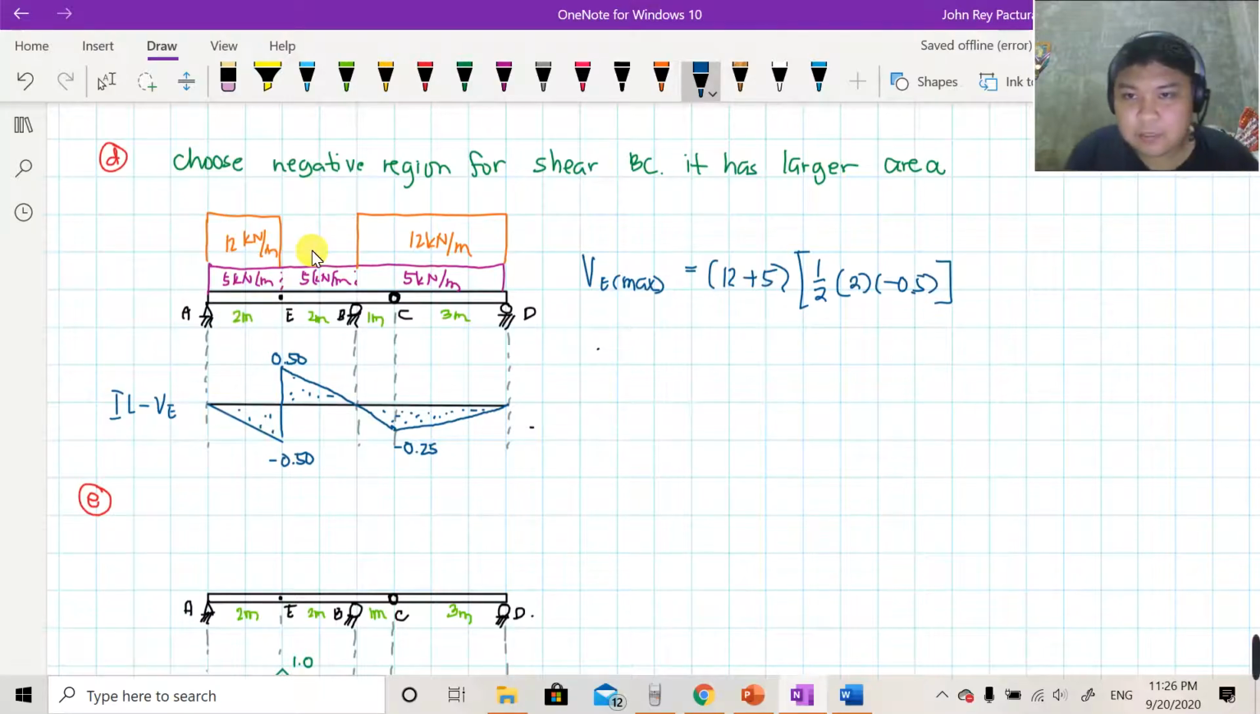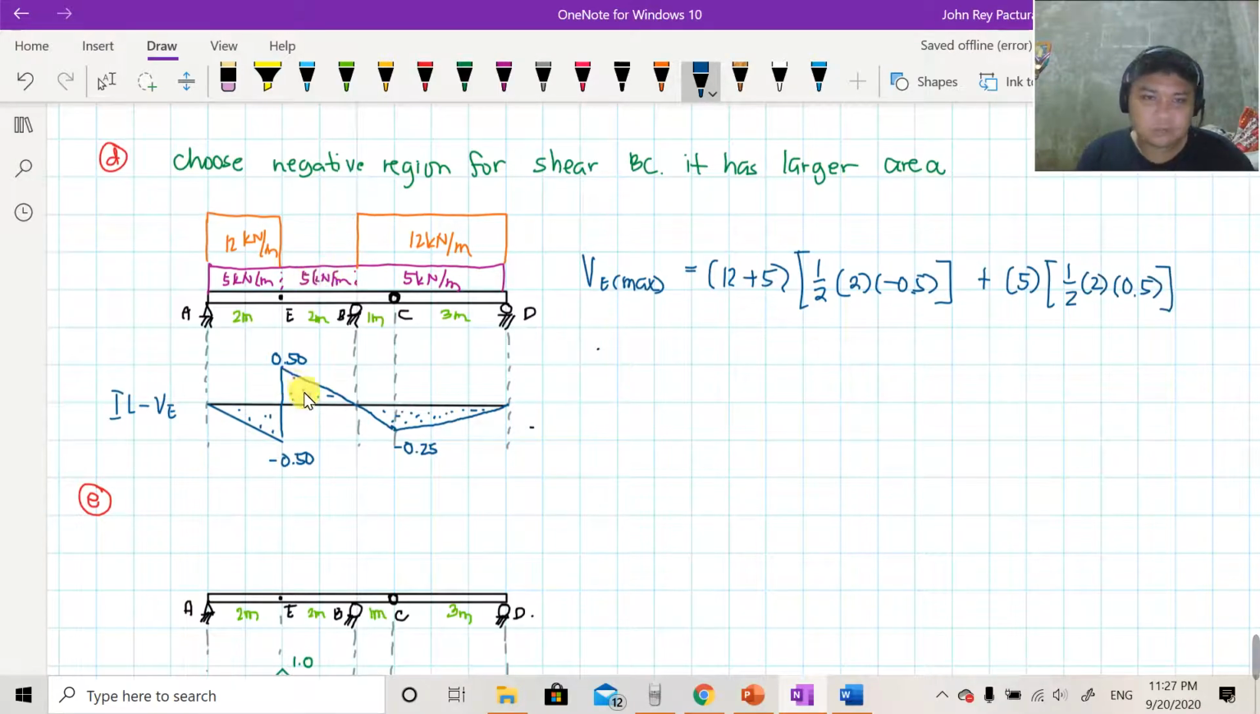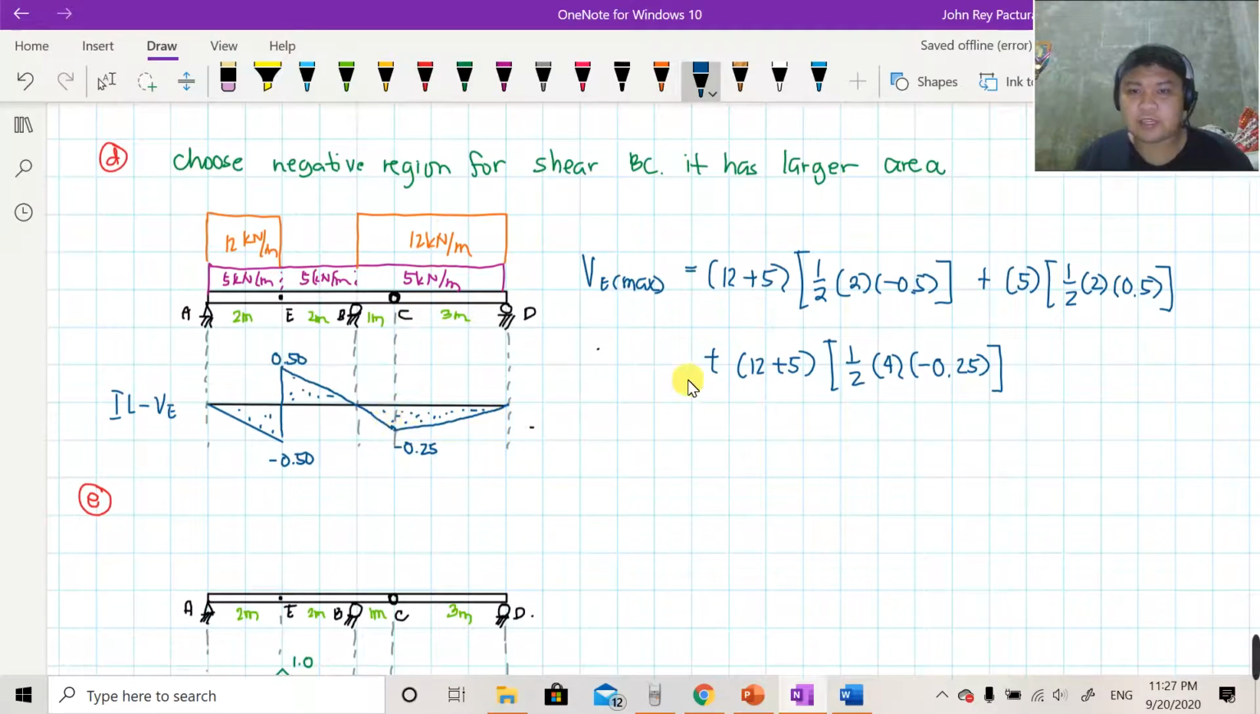Yung pangalawa naman, i-5 lang natin, tapos 1/2 ng 2 times 0.5. This time, this is positive 0.5 kasi yun yung positive area natin, pero talo nga siya ni negative. Lastly, again, another 12 plus 5. Then 1/2 times 4 times negative 0.25, 4 tapos negative 0.25 yung kanyang height. Since nilagay natin sa negative, expected mo that the value of the shear must be negative. And yun yung masosolve natin.